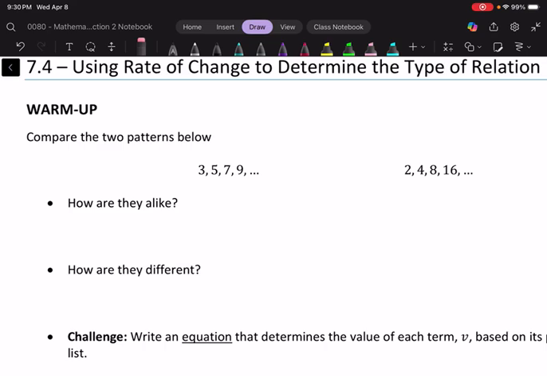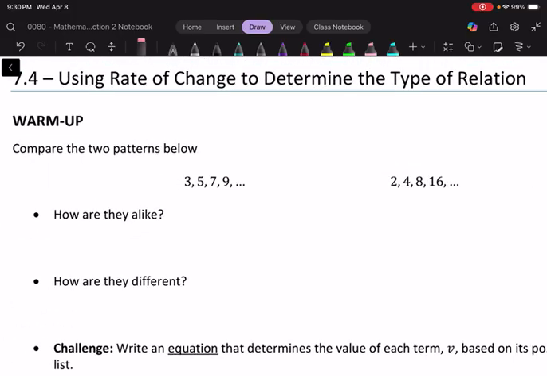Now it's my turn. There's stuff I see when I look at this first pattern, the 3, 5, 7, 9, etc. It looks like as we go from term to term, we are adding 2. So we add 2 to get from 3 to 5. We add 2 to get from 5 to 7. We add 2 to get from 7 to 9.